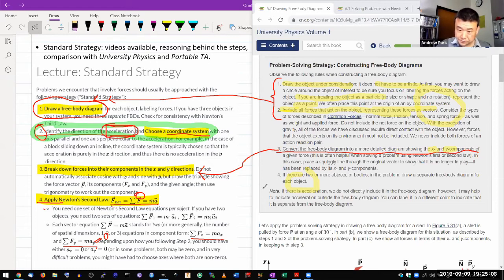And I guess what they are telling you in this step number four, if there are two or more objects, draw separate free body diagram for each object. That feels like something you should have right at the beginning when you are actually drawing the free body diagram. But anyways, we just put them in the right order so that you start thinking about drawing the free body diagram for each object from the very first step instead of checking to see if you did it wrong after you've done it.